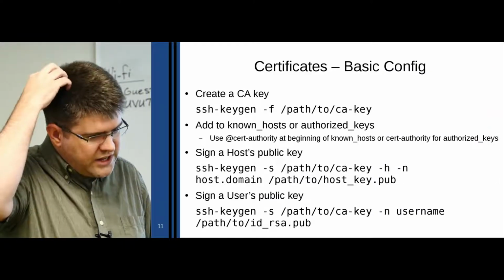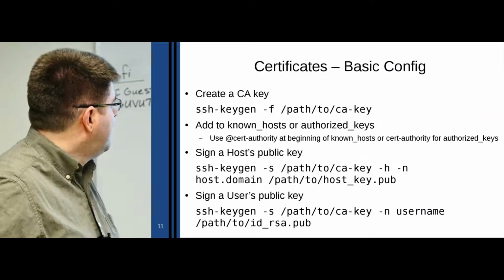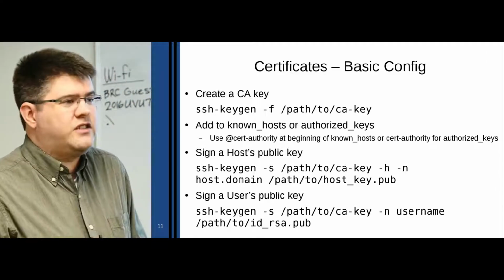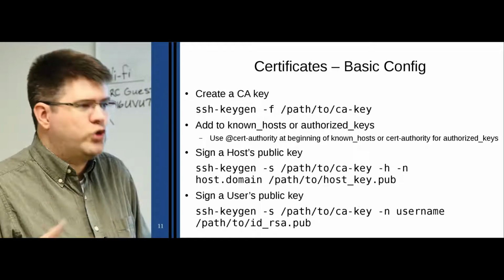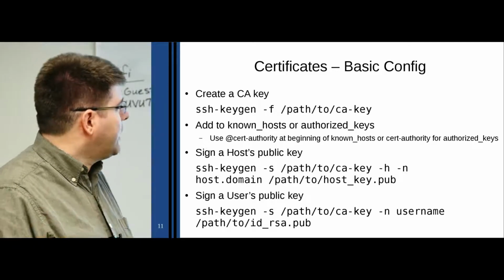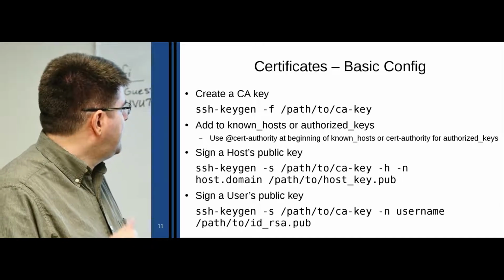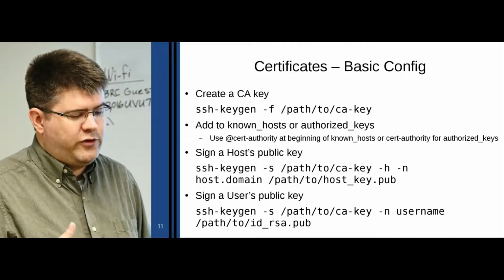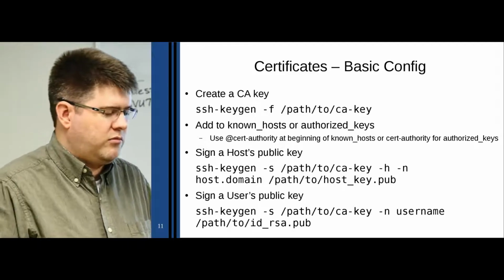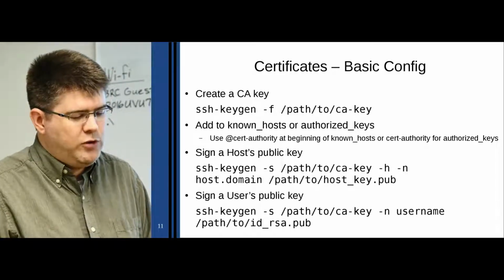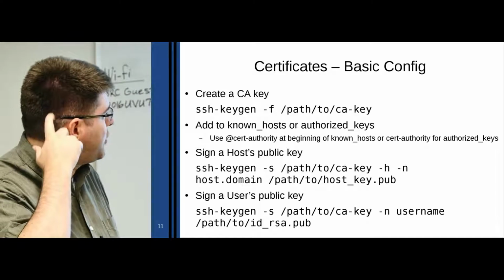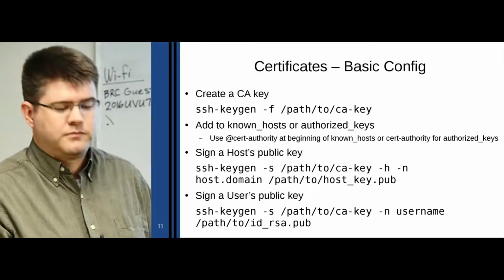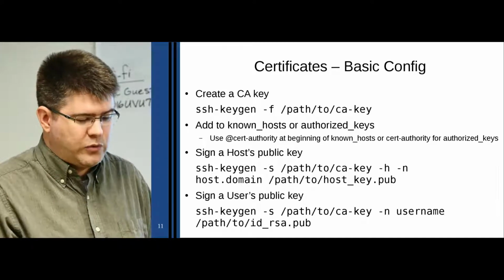So, what does it look like to do something like this? Well, the first thing you need to do is create a CA key. And this is just another SSH key pair. So you're going to create that the same way you would any other key pair. You need to add that key pair as being trusted for a user or a host. You can add it to known hosts or authorized keys for a user, or you can actually add them as globals so that everything on the system uses them.